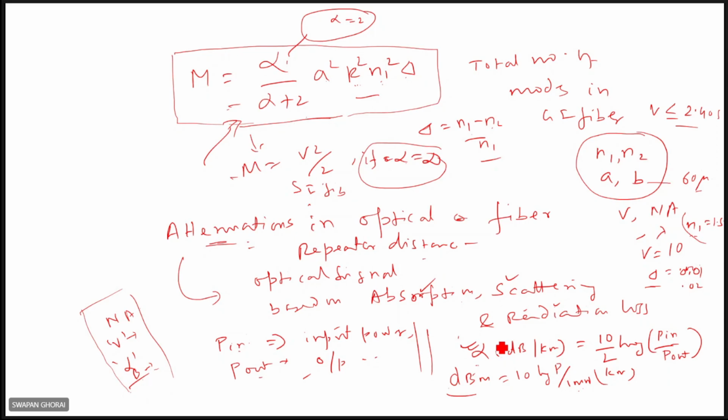Now the question is, what are the attenuation mechanisms? Say absorption, there are different kinds of absorption. Scattering also, there are different types of scattering. Radiation also, what is the cause of radiation? Now we'll see the details of all those things, right?